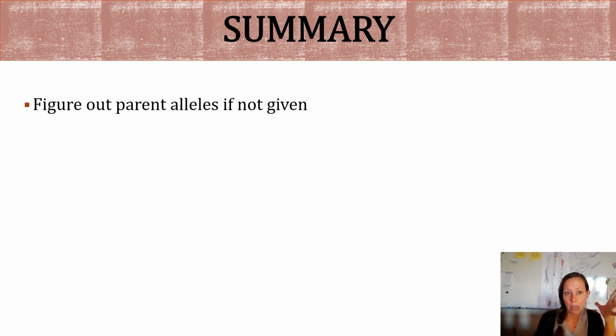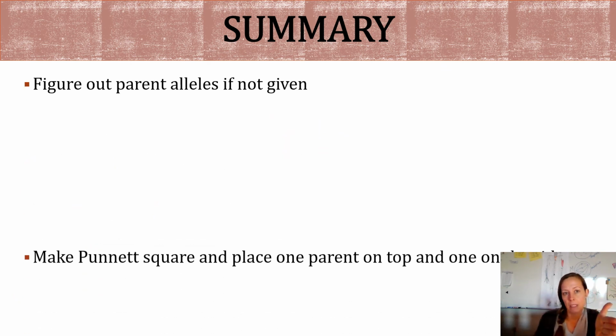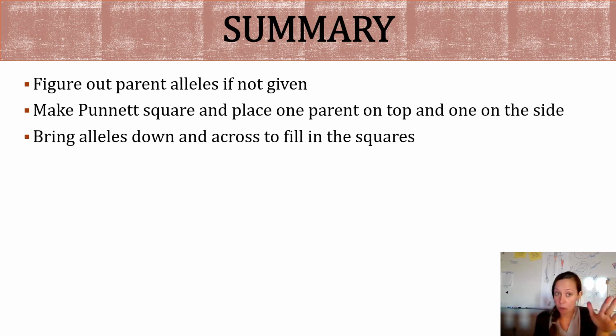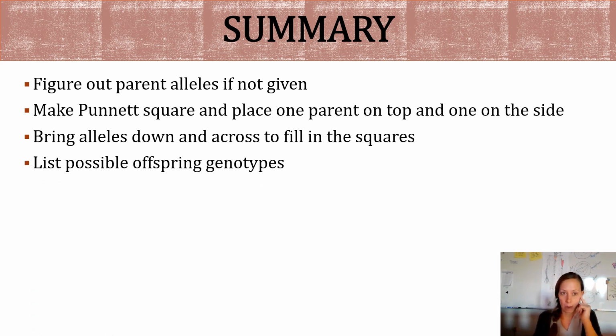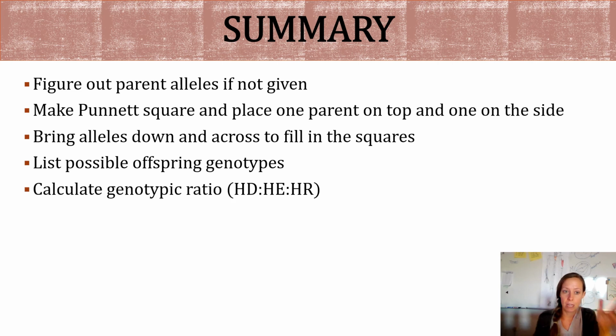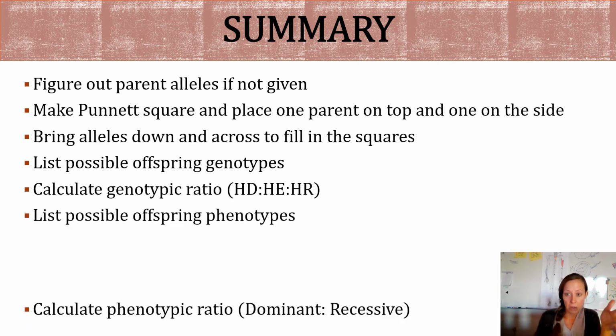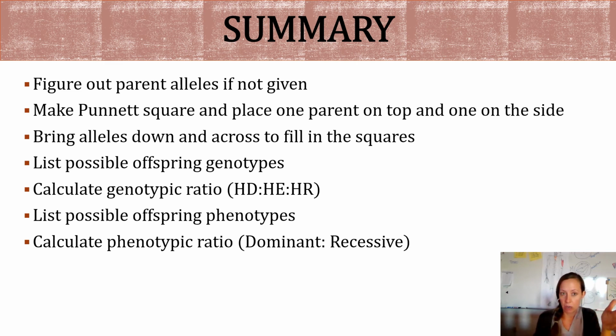So in summary, when we do this, we're going to figure out the parents' alleles if they're not given. We make a Punnett square by putting 1 parent on the top, 1 on the side. Doesn't matter which goes where. I bring the alleles down, I bring them across to fill in my squares, then I list the possible genotypes, calculate the ratio, list the possible phenotypes, and calculate the ratio, right? It's homozygous dominant, heterozygous, homozygous recessive, or dominant to recessive.